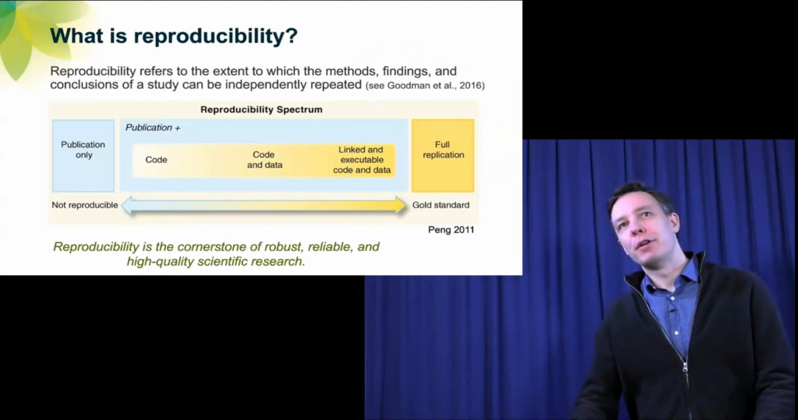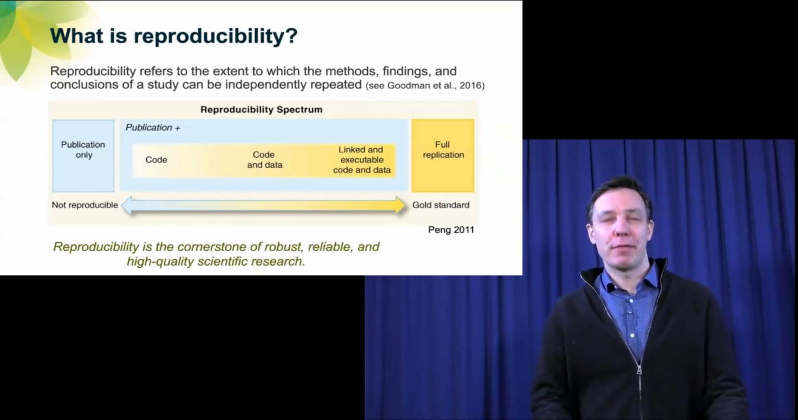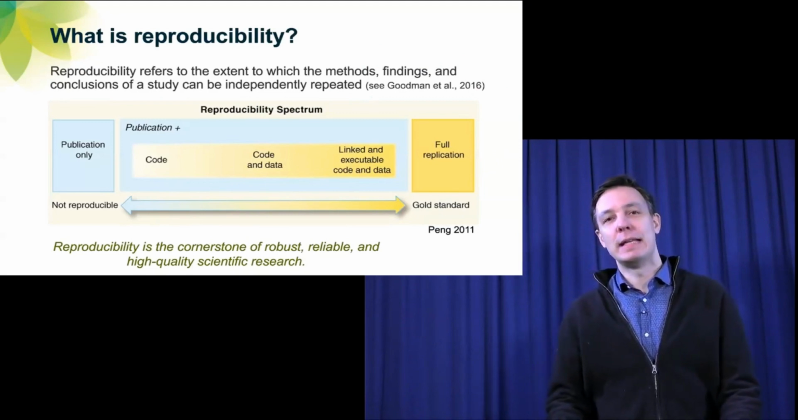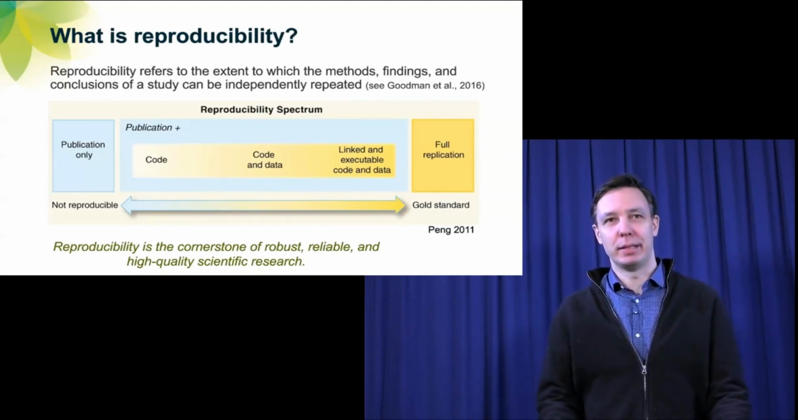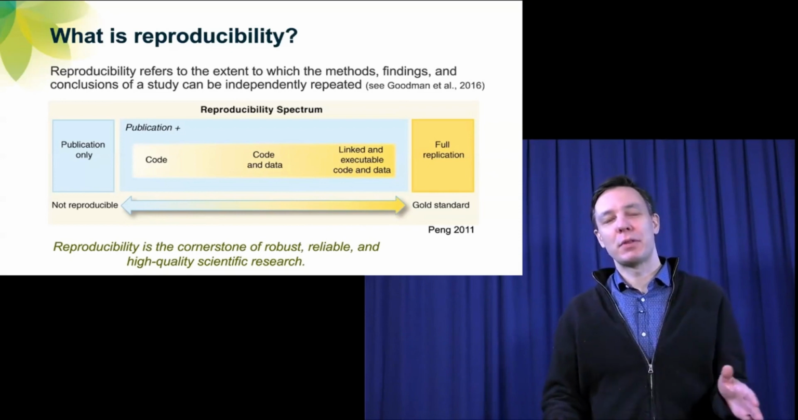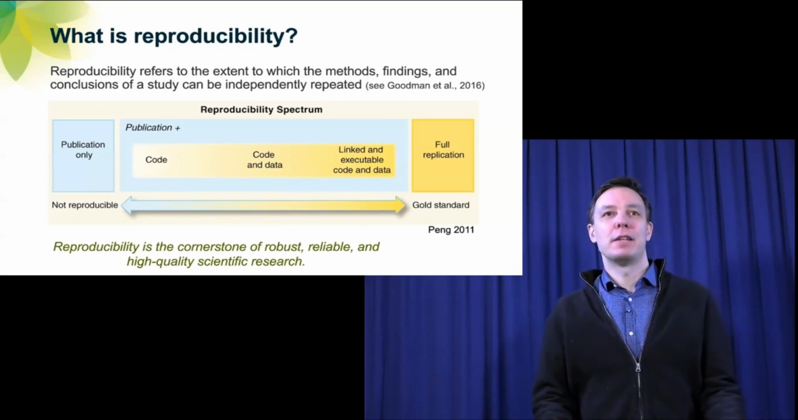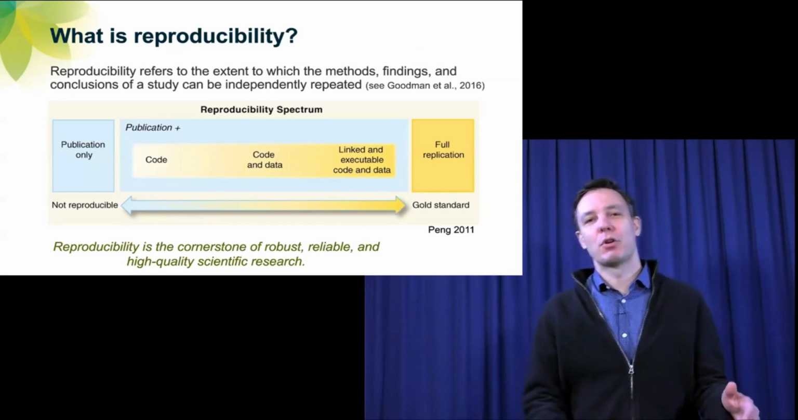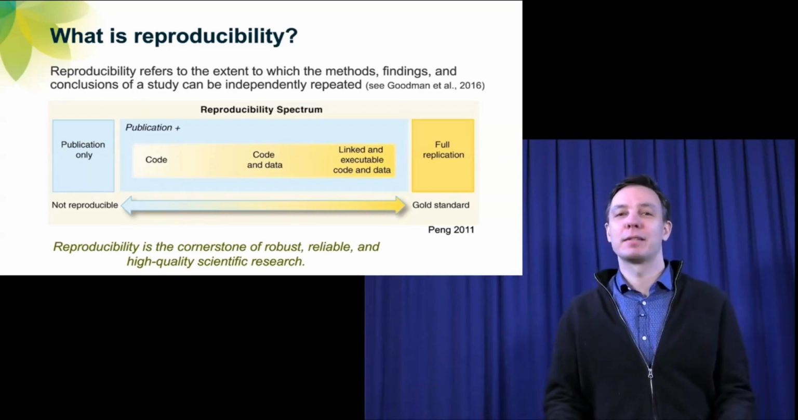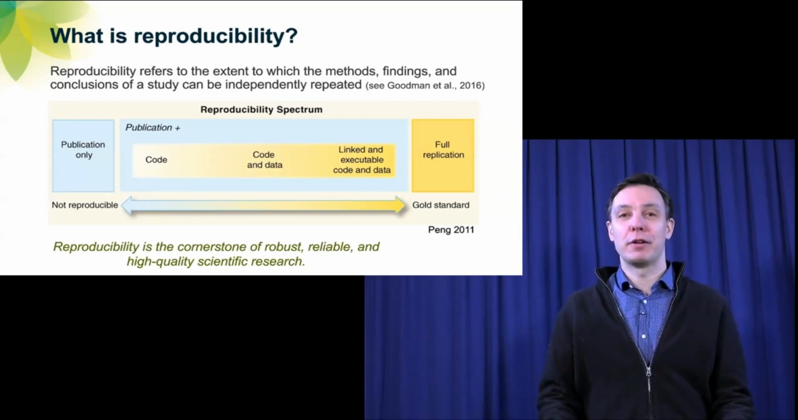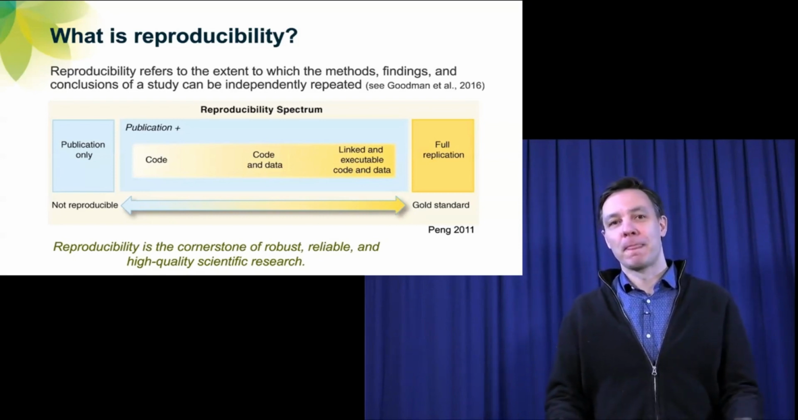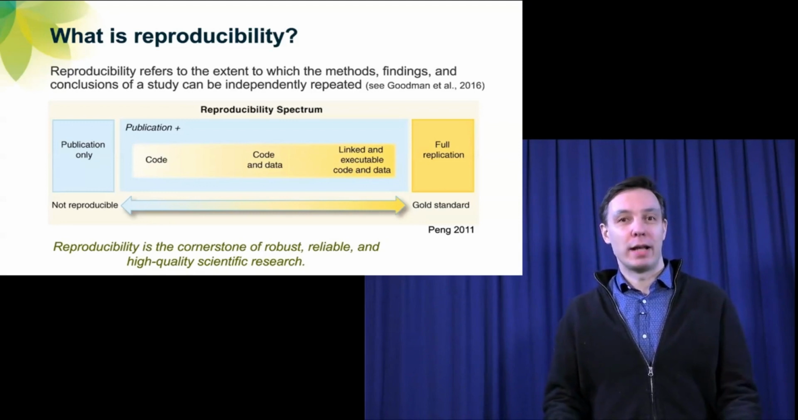Reproducibility refers to the extent to which the methods, findings, and conclusions of a study can be independently repeated. So you can start with the publication and then share your code or your data. But if you link the code and data so that someone else can run your code with your data and you are able to publish them both, you give access someone else to repeat your study.